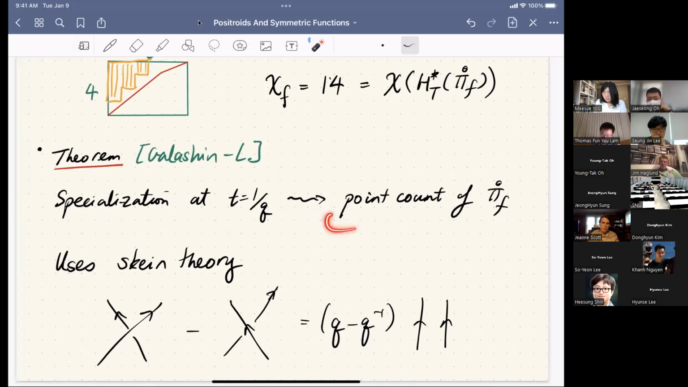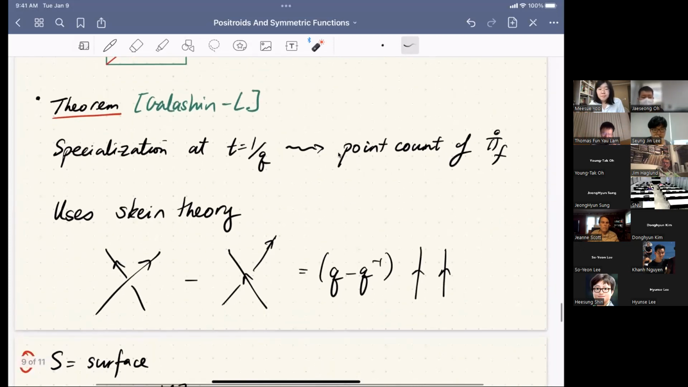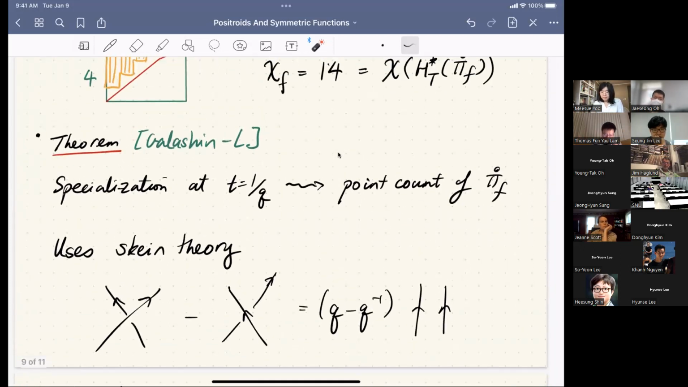And somehow the point count has the feature that if I'm trying to calculate the point count of a variety, I can just cut it up into pieces and add up the answers, and there are no long exact sequences. So that simplifies all the calculations. And let me just explain really quickly, in the last 2 minutes, the basic ingredient in understanding the t equals 1 over q specialization of these conjectures, which uses something called skein theory.